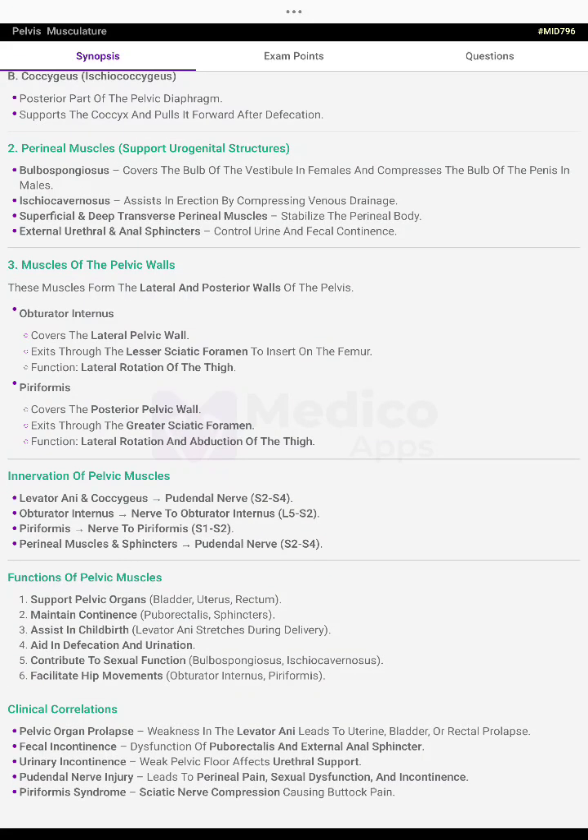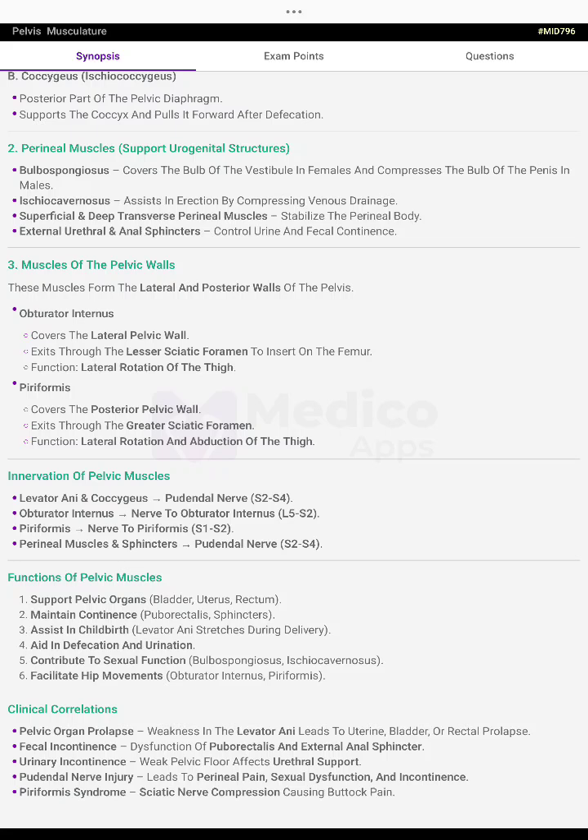Innervation of the pelvic muscles. Levator ani and coccygeus: pudendal nerve, S2 to S4. Obturator internus: nerve to obturator internus, L5 to S2. Piriformis: nerve to piriformis, S1 to S2. Perineal muscles and the sphincters: pudendal nerve, S2 to S4.